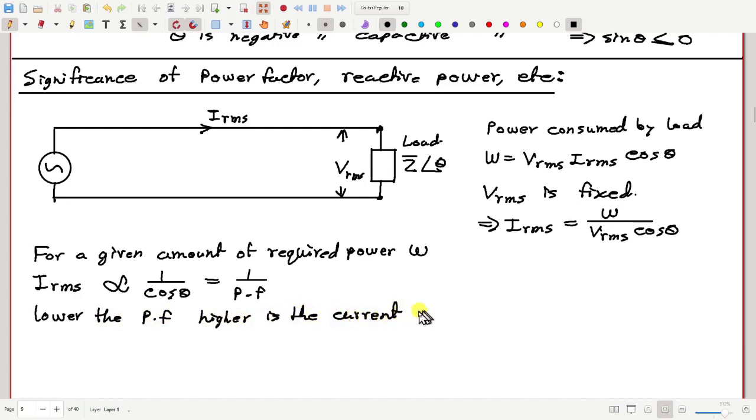However, the power consumed is constant, is the same. Any question? Fine. So now what happens? If I have a lower value of power factor, the power consumed may remain the same, but the current coming through the transmission line will become higher, and the transmission line also has some resistance.